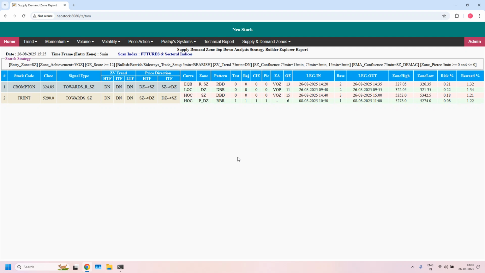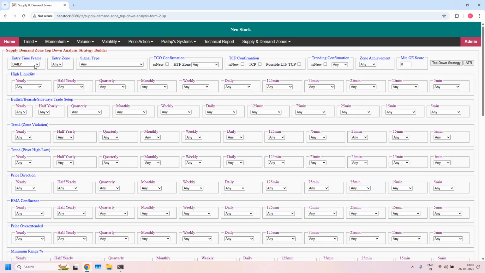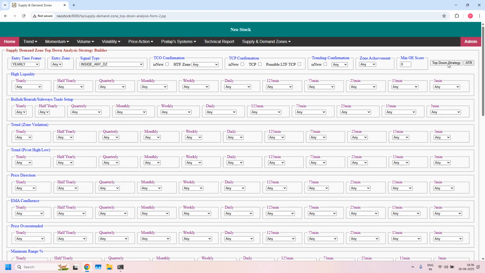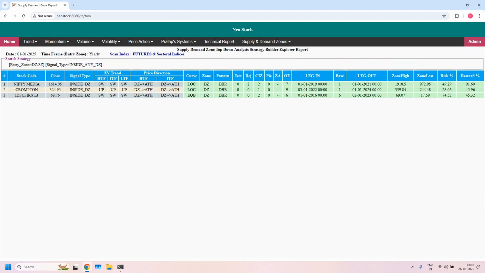Next, I will generate finding the stocks near demand and supply zones for all the time frames except daily and 75 minutes, because they are already generated in the beginning of the report. So starting with the yearly time frame, price closed inside the yearly demand zone, we got 3 stocks.